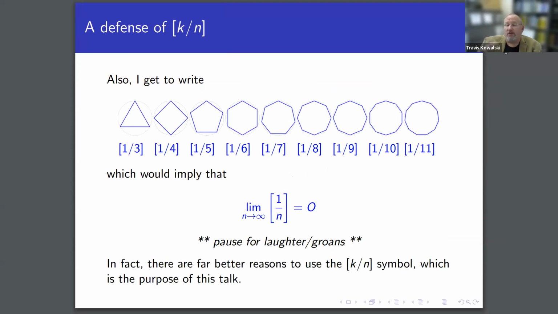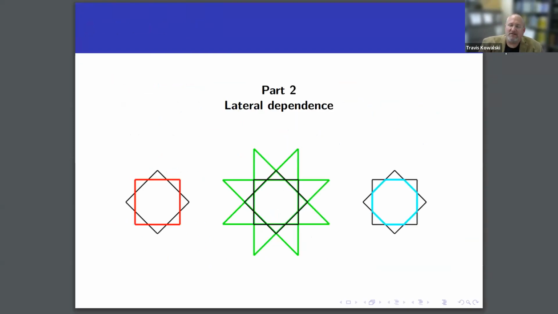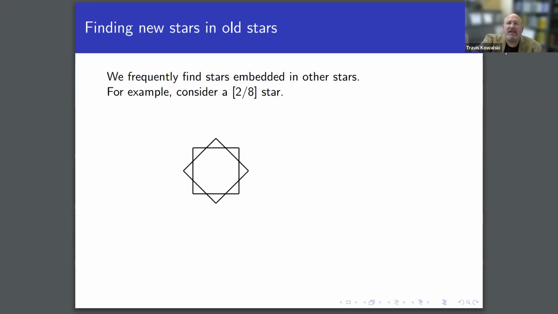But there are better reasons for why we're going to do this switch right here, and let me start to give you some reasons for them. So the first thing I want to do is talk about a concept that people who play around with star polygons know, but I don't think it has a name yet. So we're going to call it lateral dependence. The basic idea is pick any star you'd like. So I've got the 2, 8 star right there.